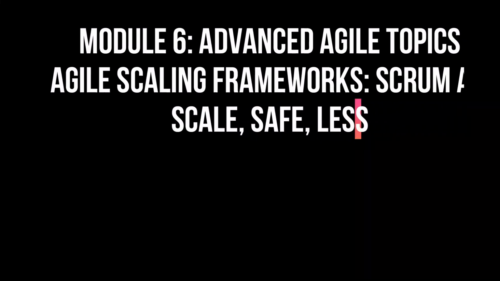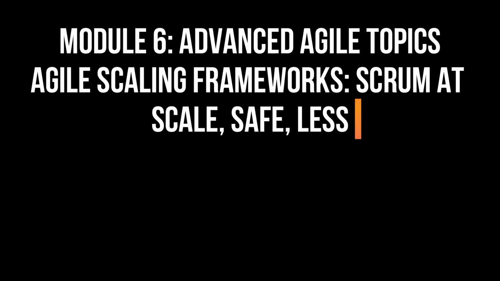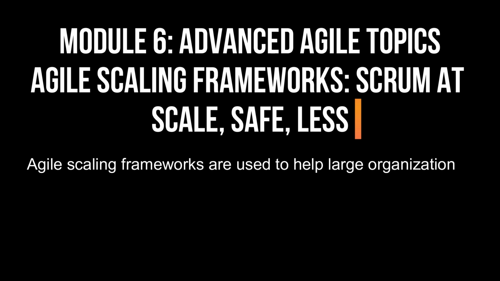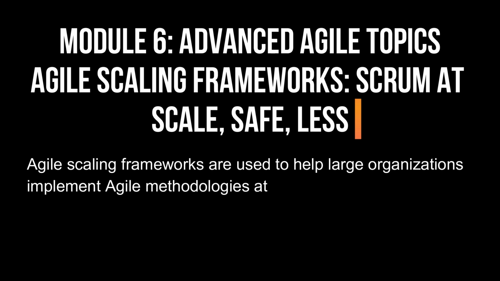Module 6, Advanced Agile Topics. Agile Scaling Frameworks: Scrum at Scale, SAFe, LeSS. Agile scaling frameworks are used to help large organizations implement Agile methodologies at scale. Here are some of the most popular Agile scaling frameworks.